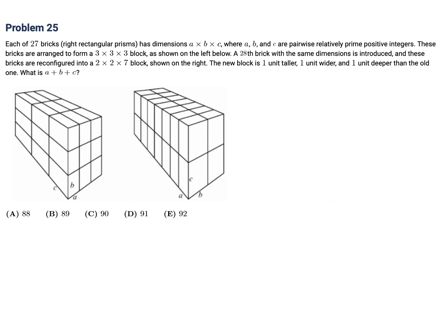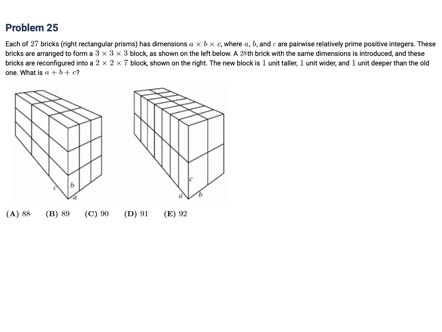Each of the 27 bricks, right rectangular prisms, has dimensions A times B times C, where A, B, and C are pairwise relatively prime positive integers. These bricks are arranged to form a 3 by 3 by 3 block, as shown on the left below. A 28th brick with the same dimensions is introduced, and these bricks are reconfigured into a 2 by 2 by 7 block, shown on the right. The new block is 1 unit taller, 1 unit wider, and 1 unit deeper than the old one. What is A plus B plus C?